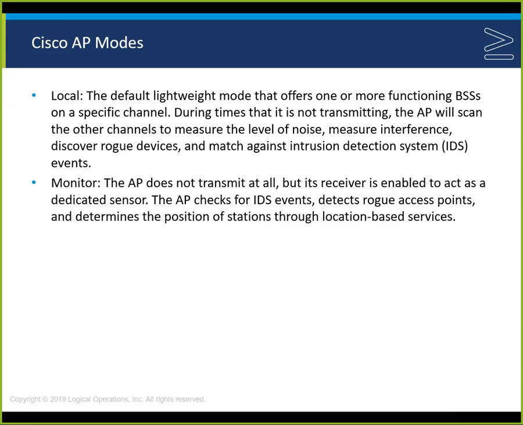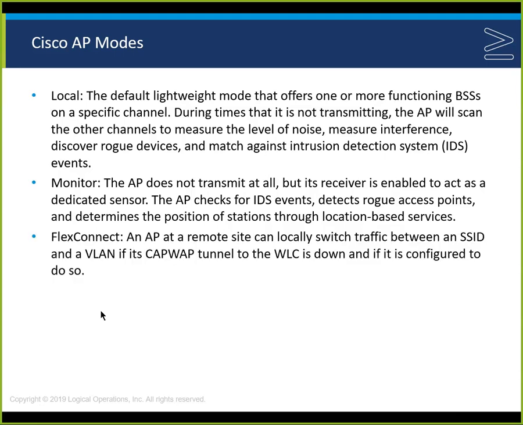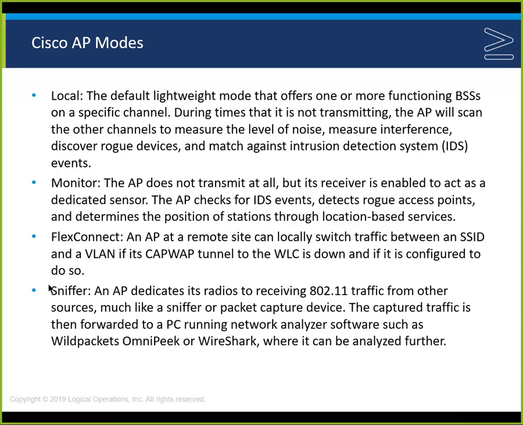And this is going to be based upon the signal strength, so that it can locate what goes on by overlapping signals from the devices. So it's going to have a direction and a signal strength, which will allow it to actually estimate the position. FlexConnect, an access point at a remote site, can locally switch traffic between an SSID and a VLAN if its CAPWAP tunnel to the wireless LAN controller is down and it's configured to do so. And we'll do that configuration, look at that configuration in the wireless LAN controller.